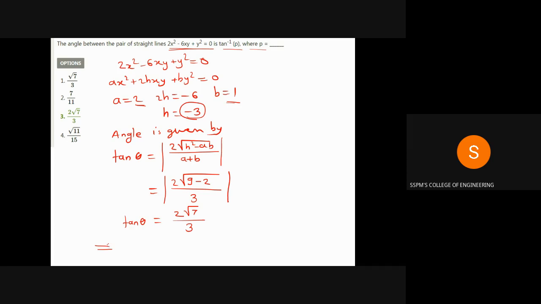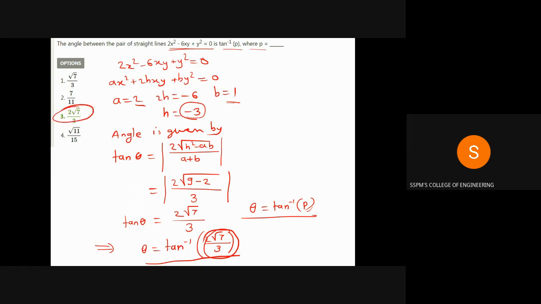Which implies that tan theta is equal to 2 root 7 divided by 3. Therefore theta is equal to tan inverse 2 root 7 divided by 3. The question says that theta is equal to tan inverse p. So if you compare these two equations, you get that p is equal to 2 root 7 divided by 3. Therefore the correct option is the third one.